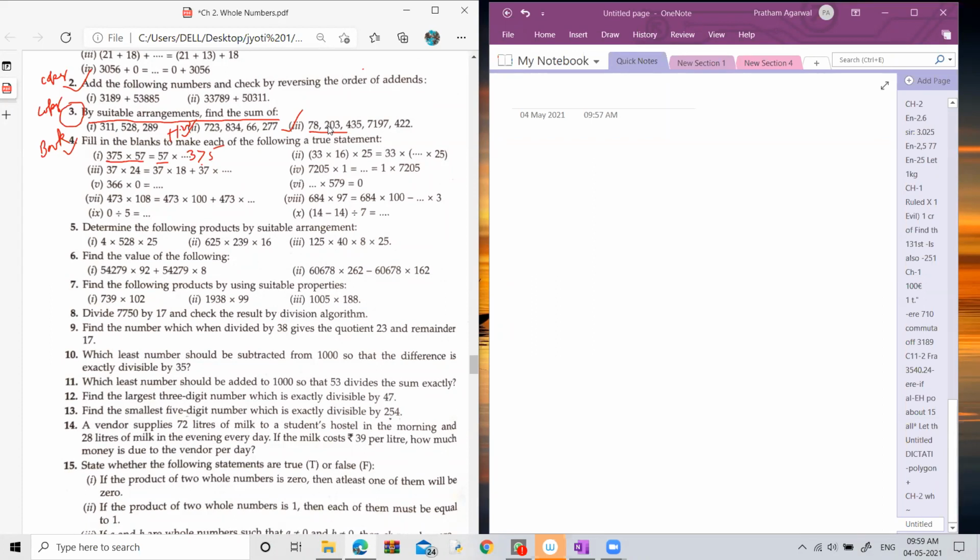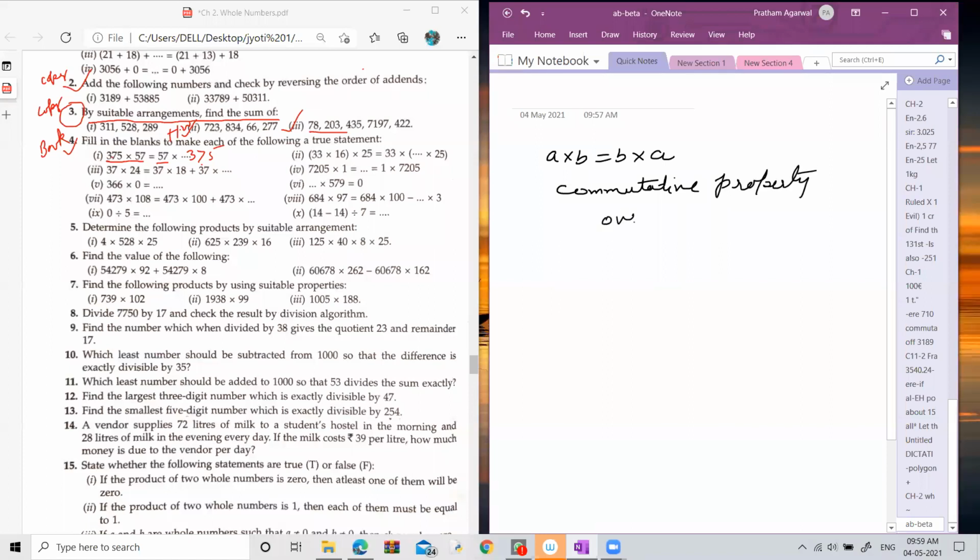Anybody can tell me? Who's going to tell me which property this is? It is A into B equals B into A. Which property is this? It is the commutative property over multiplication.